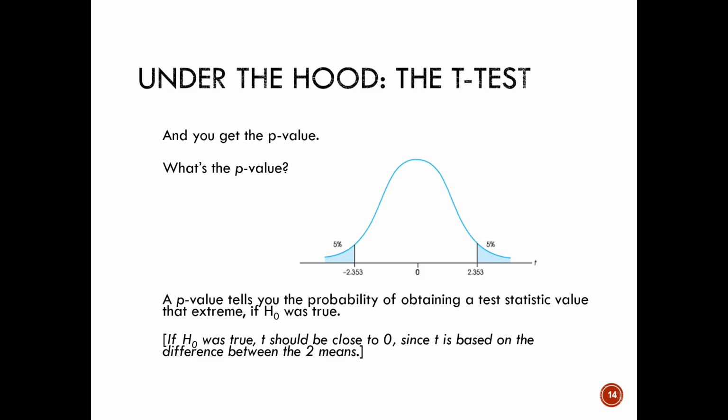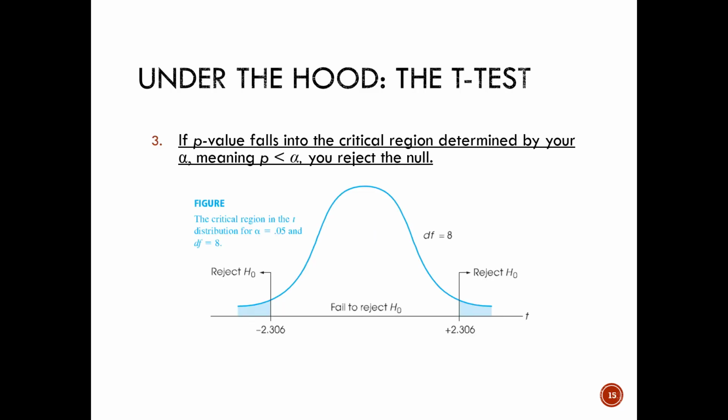And so if the null hypothesis happened to be true, then you would expect that the t-value would stay close to 0. And so the greater or more extreme the t-value, the farther away you get from the middle of your distribution and the closer you get to the critical regions in the tails. And so third step, if the p-value falls into that critical region that's determined by your alpha, that means that the p-value is less than alpha, then you reject the null. And so that is what's happening under the hood for the t-test.